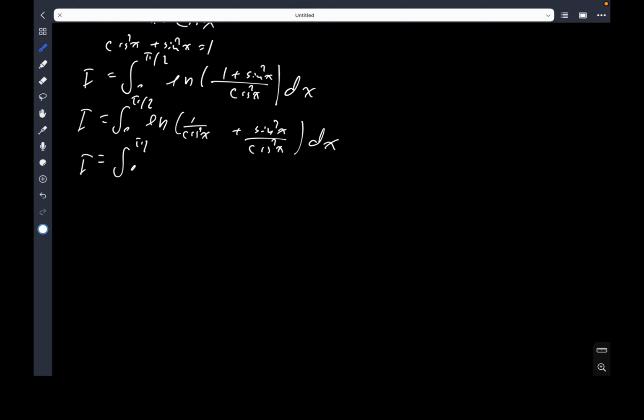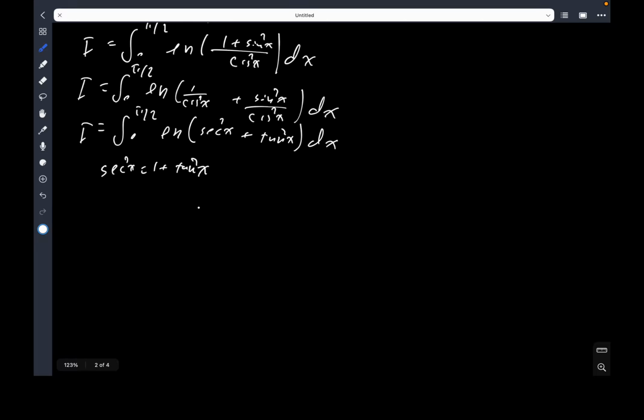Now this is ln of 1 over cosine squared x, which is secant squared x, plus tan squared x, dx. So now I can expand secant squared x with the identity 1 plus tan squared x, and my whole integral is going to be from 0 to pi over 2 of ln of 1 plus 2 tan squared x with respect to x.